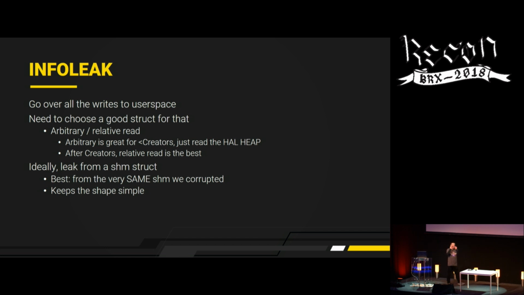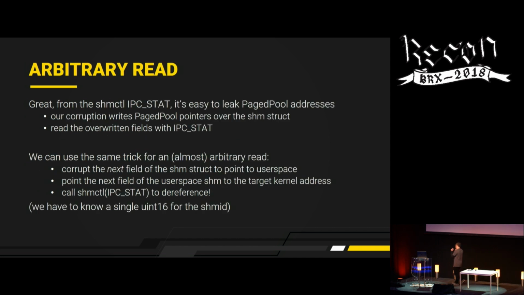And moreover, I have another demand. I want to gain those read primitives from the very same shm object I just corrupted. And I can do that easily. I can do that by noting that in addition to the shmat syscall, I have the shmctl syscall. And the shmctl syscall has the command IPC_STAT. And IPC_STAT is just a command that tells the kernel, hey, dude, I want you to give me info about that shm ID. So, of course, the kernel won't give you pointers, right?